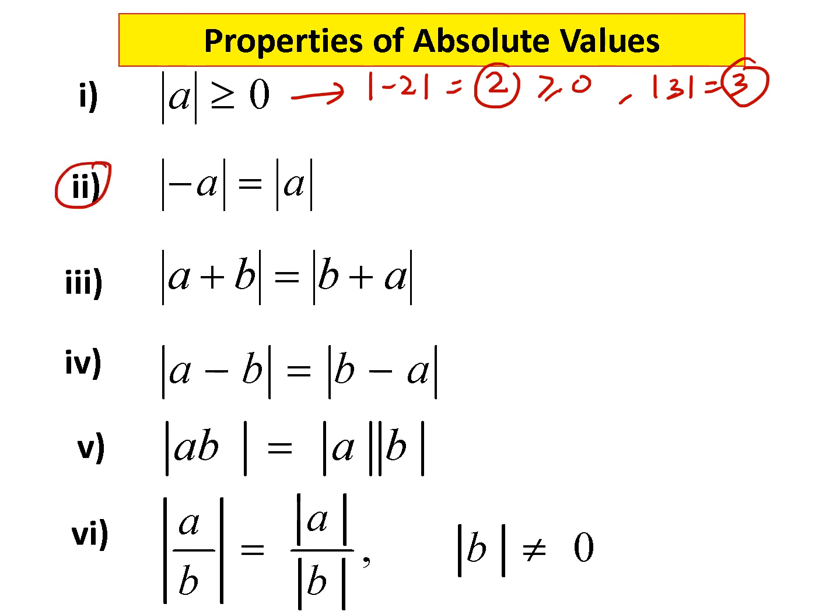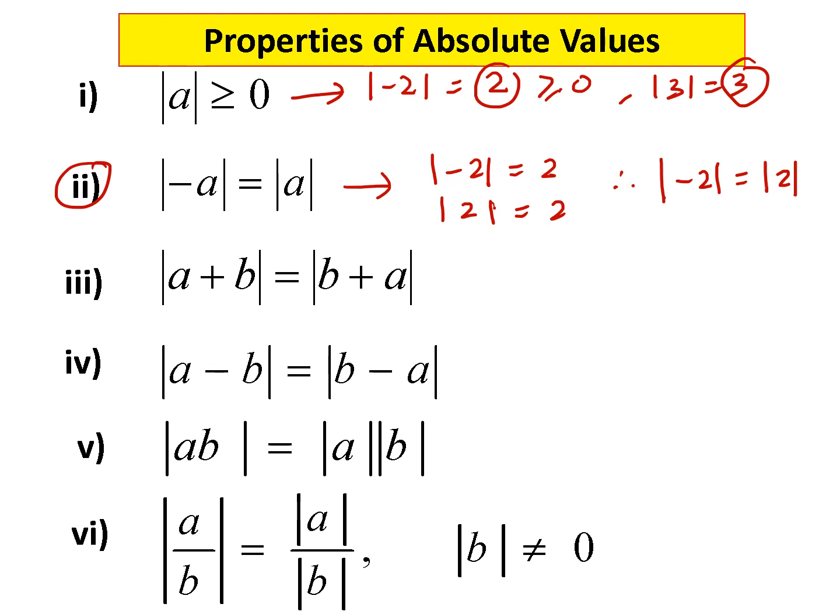Yang kedua, if we have modulus of negative A is equal to modulus of A. So for example, modulus negative 2 sama dengan 2. Modulus 2 pun sama dengan 2. Jadi sebagai conclusion, kita boleh katakan modulus negative 2 is equal to modulus 2.